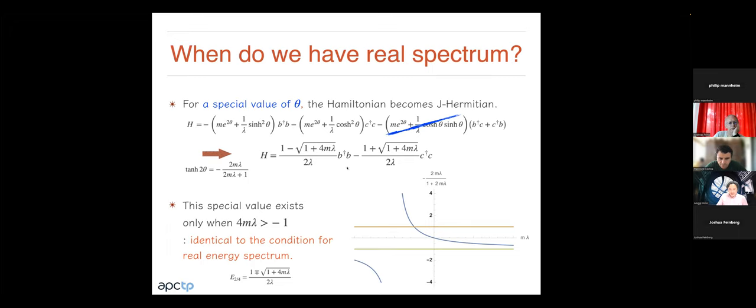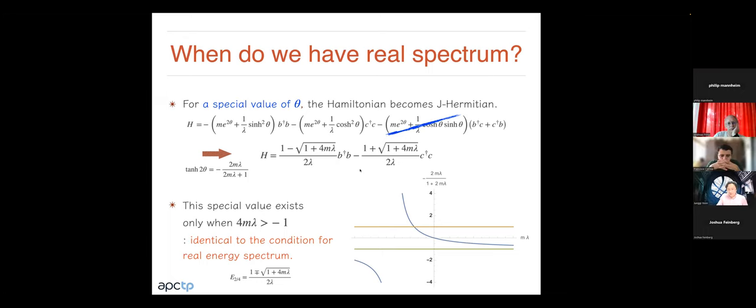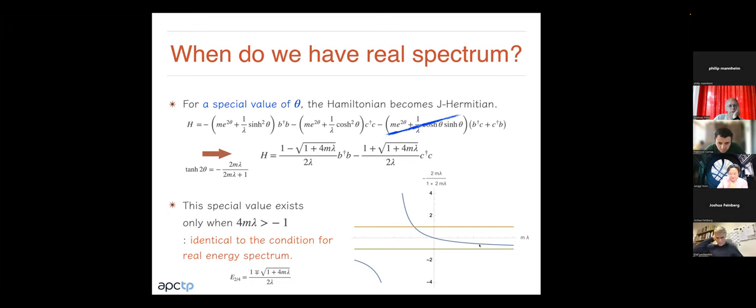And then the rest of the Hamiltonian becomes simply this. So now the Hamiltonian is not only Hermitian in the naive dagger, but also J Hermitian, so it should have a real energy value. You can see the solution here. This is not always possible. On the right-hand side, this curve, the tangent hyperbolic function, is only defined between one and minus one.